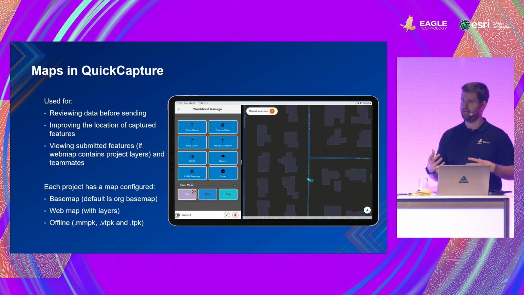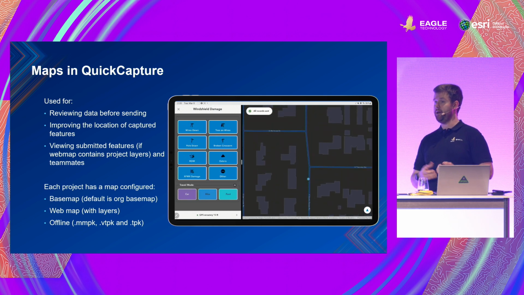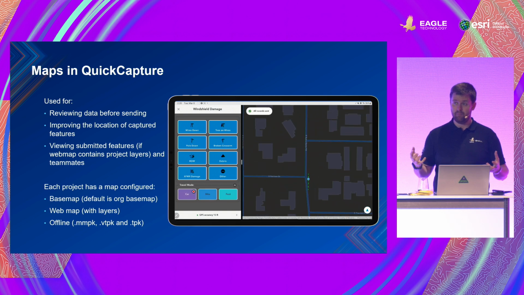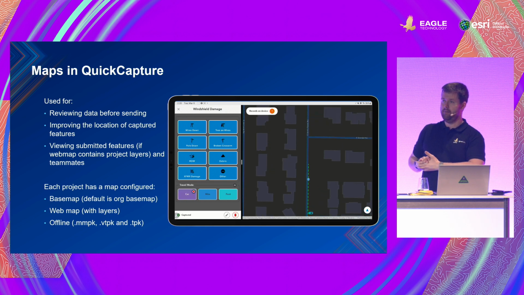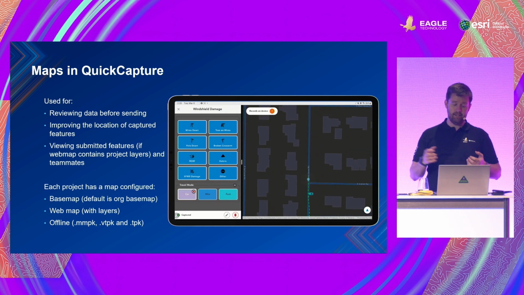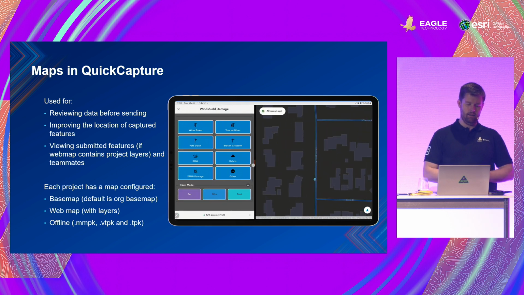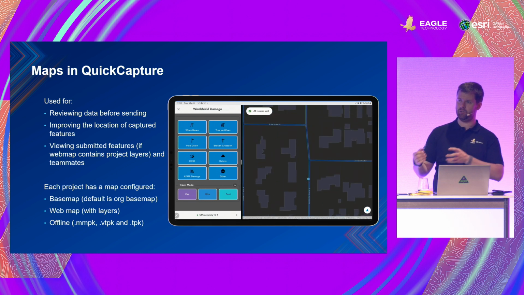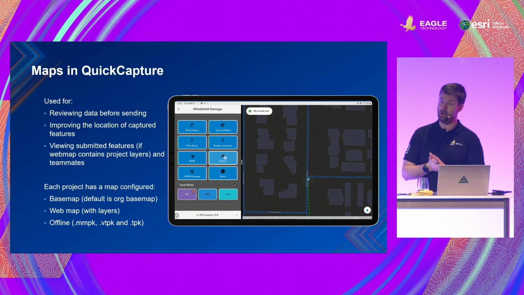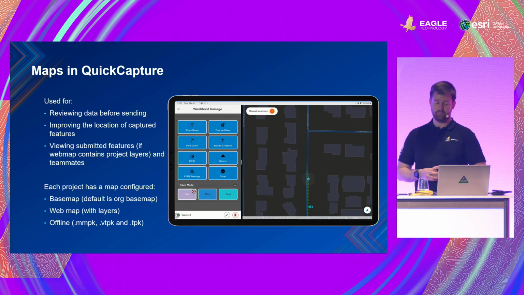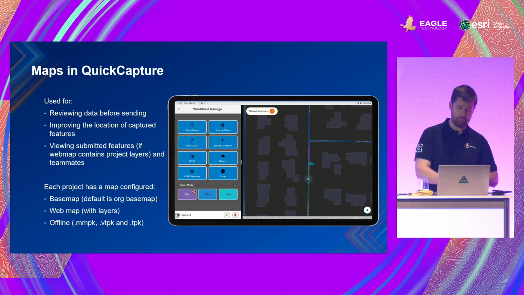So with your project maps, whether you're going online or offline is dependent on what file formats or map format you'll use. Your base map is your first piece here. So if you've got an organisational base map, if you're connected online, you'll have access to that. Your web map with specific layers is another option for the map itself. But then offline, if you're needing to take QuickCapture offline for an extended period of time, definitely check out mobile map packages, vector tile packages, or tile packages. There's options there. These are all configured through the designer or the web app website pane.